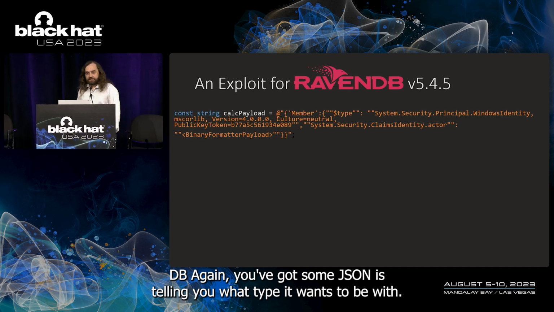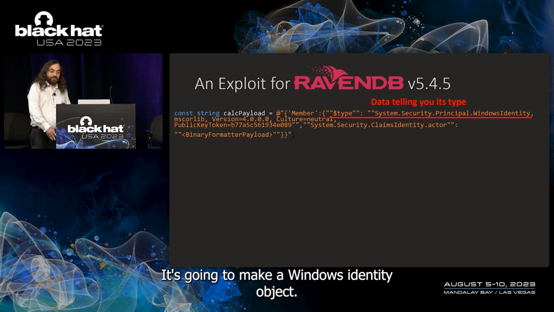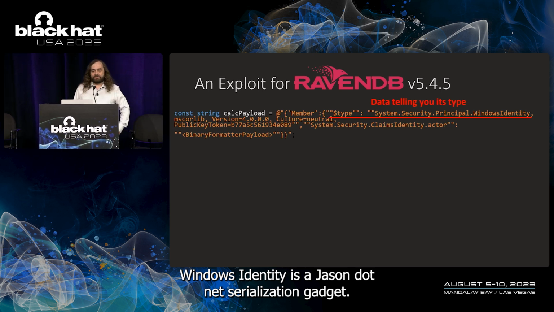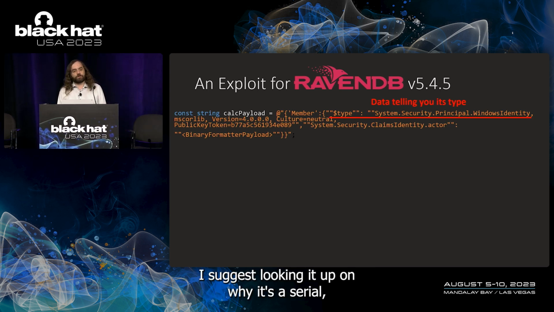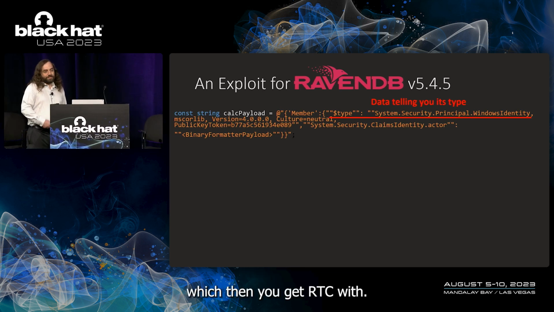Again, you've got some JSON. It's telling you what type it wants to be, in this case, with a $type as the type specifier. It's going to make a Windows identity object. Windows identity is a JSON.NET serialization gadget. I suggest looking it up on Why So Serial, but in general, it's going to let you pivot to a binary formatter payload, which then you get RCE with.